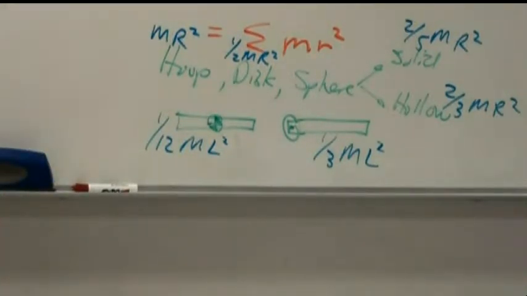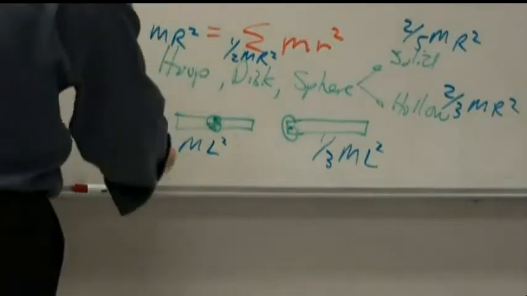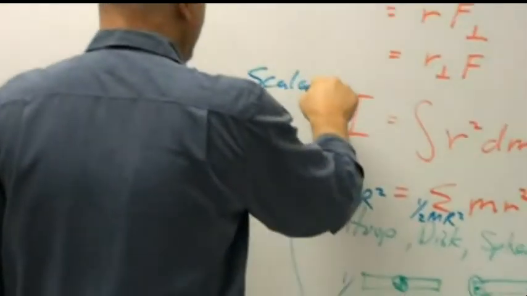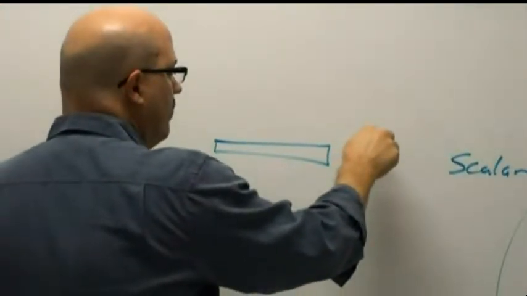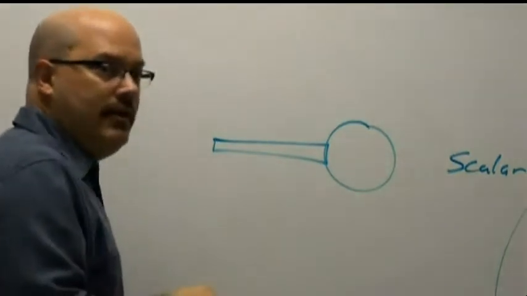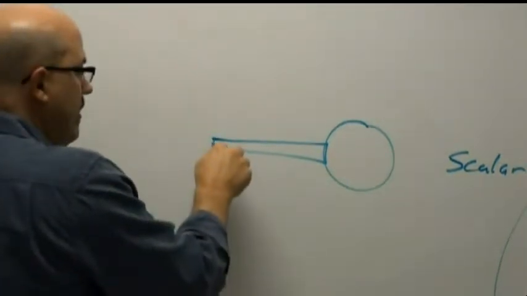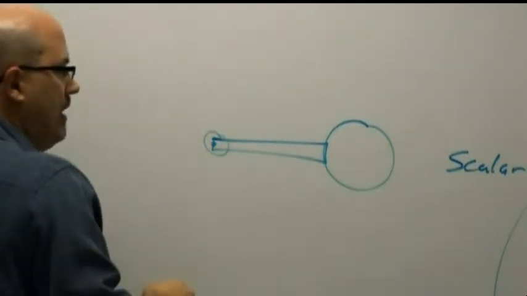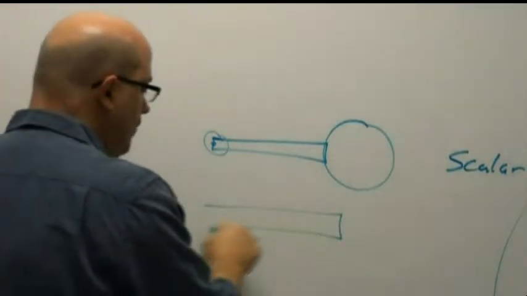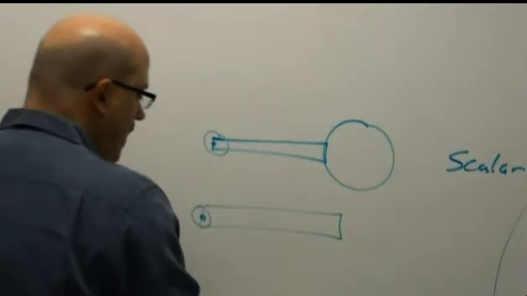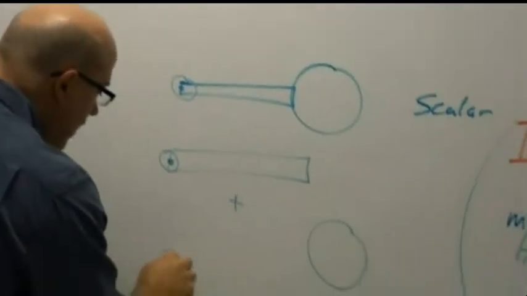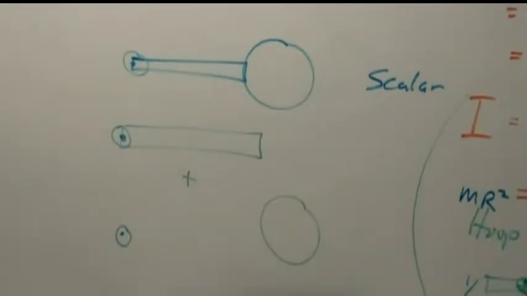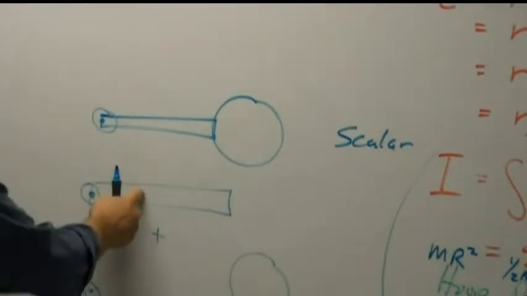Then we also know that since this concept is a scalar concept, we can take any strange object we want, like this, with a sphere attached to the end, and if we rotate it right here, then what we can really do is take this object like this and add it to this object out here, rotating about this point. Parallel axis theorem. Okay, now this one we don't need the parallel axis theorem.